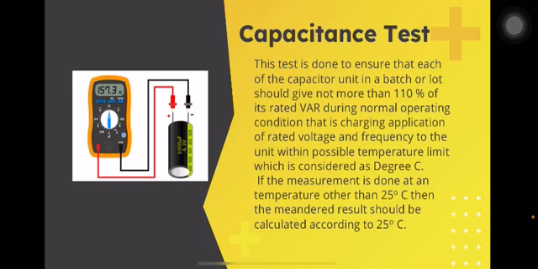Next is the capacitance test. This test is done to ensure that each of the capacitor units in a batch or a lot should give not more than 110% of its rated VAR during normal operating condition, that is, application of rated voltage and frequency to the unit within possible temperature limit, which is considered as 25 degrees Celsius. If the measurement is done at a temperature other than 25 degrees Celsius, then the measured result should be calculated according to 25 degrees Celsius.